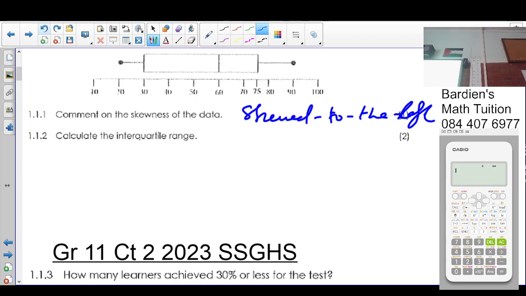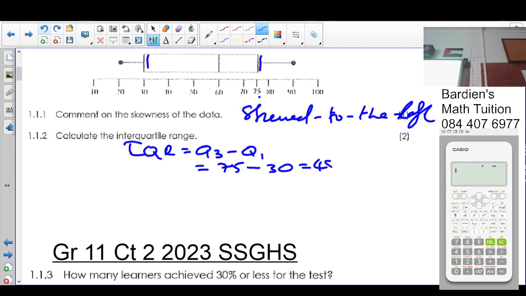Then it says calculate the interquartile range. How do you calculate the interquartile range? Q3 minus Q1, which is 75. As you can see, it's Q3, Q1. 75 minus, what is that? 10, 20, 30, which is 45.